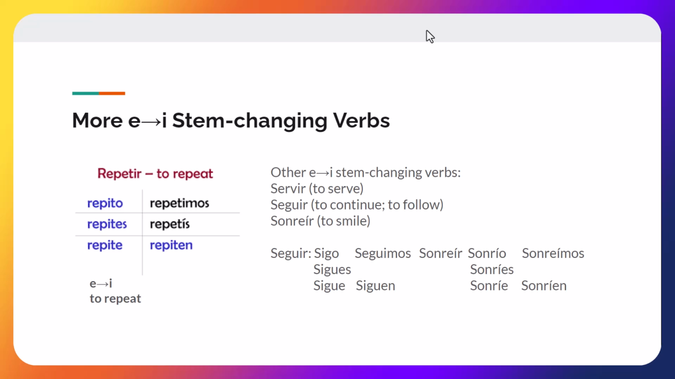So I want to say I smile, you smile, etc. So this is an E to I stem changing verb. I do have to write an accent mark in, however, on the I before I add my O in order to keep it from blending. So let's go ahead. Sonrío. Sonríes. Sonríe. Sonreímos. Sonríen.